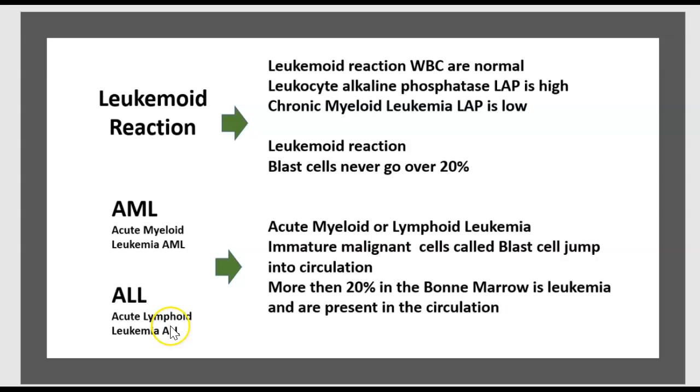For acute leukemia, there are two types: acute myeloid leukemia, AML, and acute lymphoid leukemia, ALL. In acute myeloid or lymphoid leukemia, immature malignant cells called blasts jump into circulation. To tell leukemia, more than 20% blasts in the bone marrow is leukemia. They are also present in circulation.